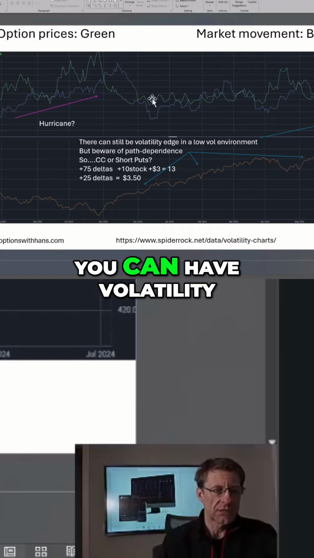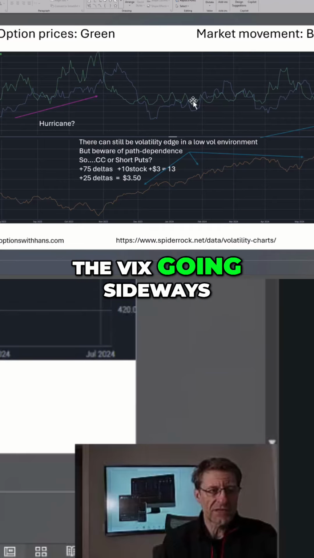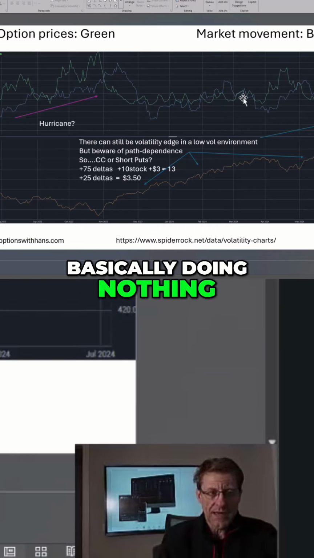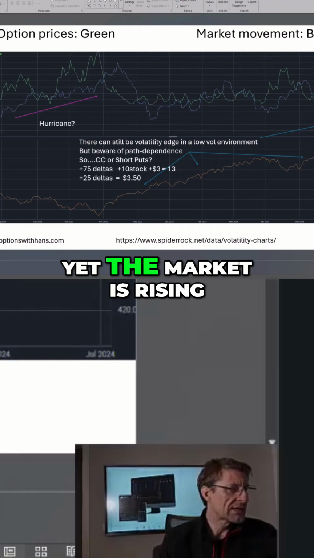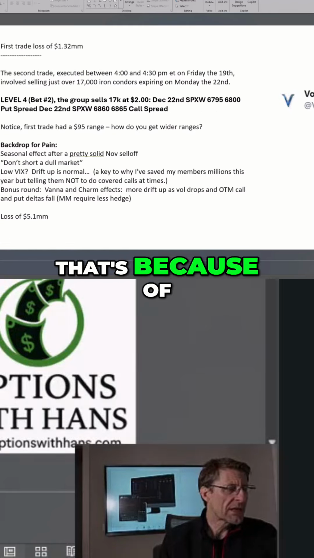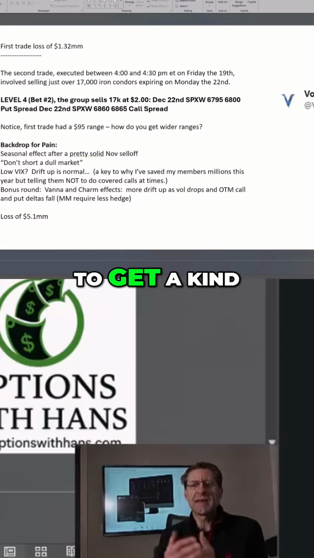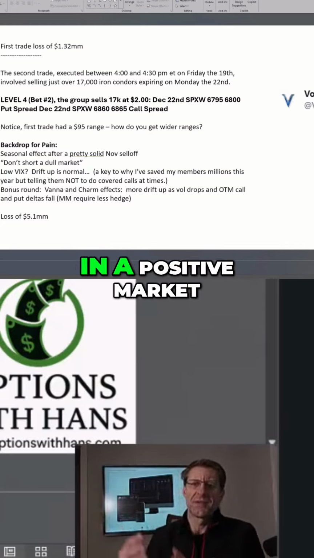And this is where I was making the exact point that is important to why these people got killed. Look, you can have volatility, you can have the VIX going sideways, basically doing nothing, and yet the market is rising, right? The VIX is doing nothing, yet the market is rising. Well, that's because you tend to get a kind of a drift up in a positive market, right?